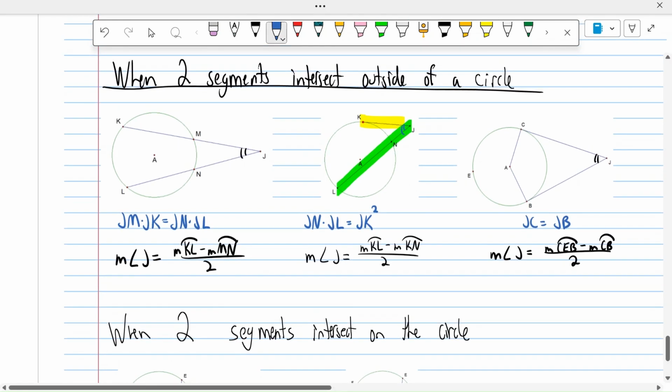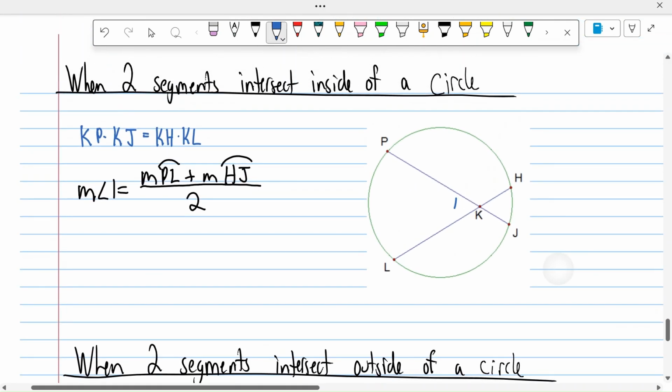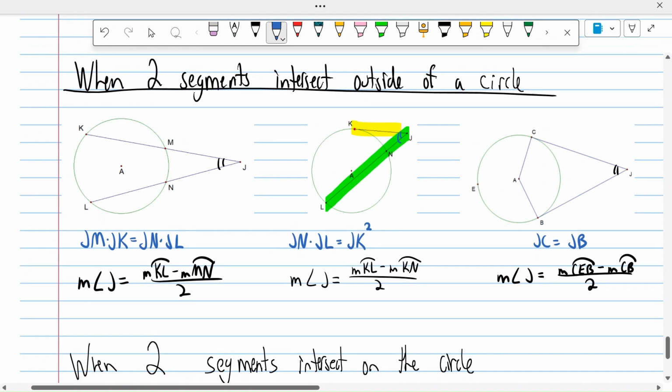Ooh, boy, look at all these. When two segments intersect outside of a circle, so we just had two segments intersecting inside of a circle, two segments intersecting outside of a circle, like J, J, and J. For the segment formula, notice all of these have the letter J in them. From JM times JK equals JN times JL. And this time angle J is outside. If it's outside, we subtract big arc angle minus small arc angle divided by 2. And it's the same concept for these other ones.